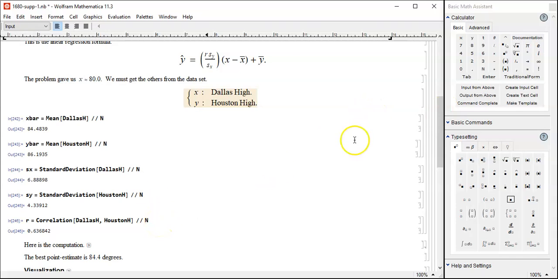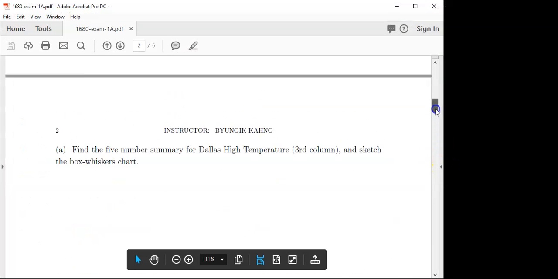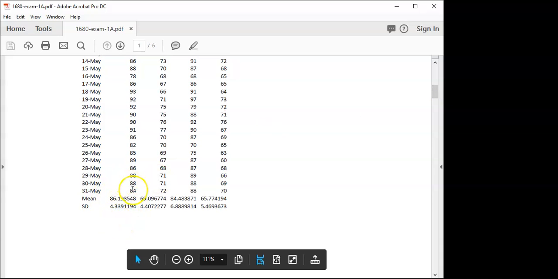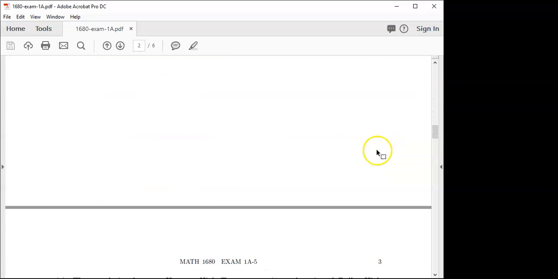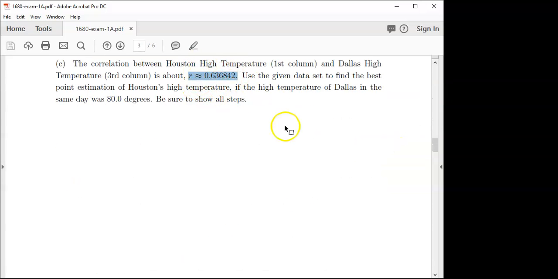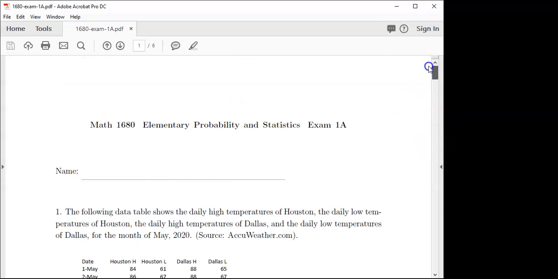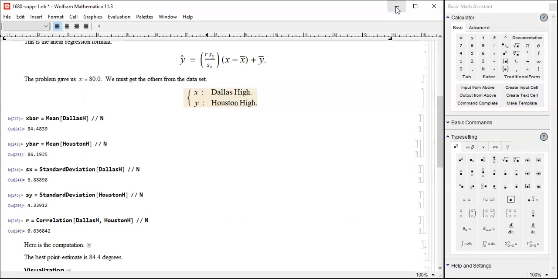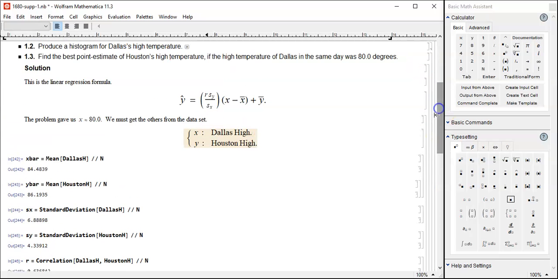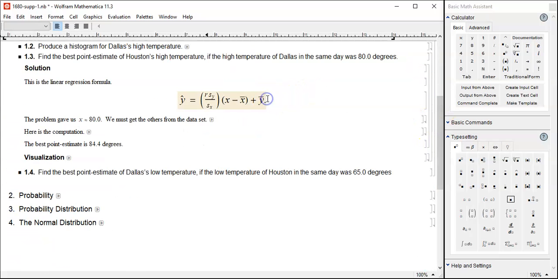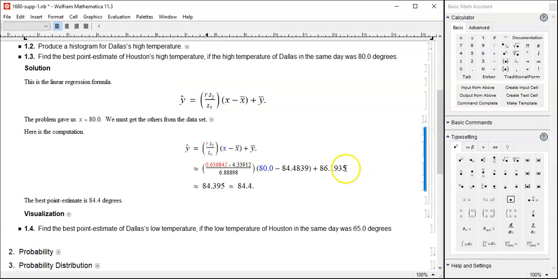The problem gave you all these numbers, as a matter of fact, they're all here. Houston mean, Houston standard deviation. Dallas mean, Dallas standard deviation. These four numbers are all there. And the fifth number, correlation coefficient. All these are given in the problem. You don't have to calculate anything. And then what do you do? Plug all those numbers into this regression formula and run your calculation. There goes your calculation.